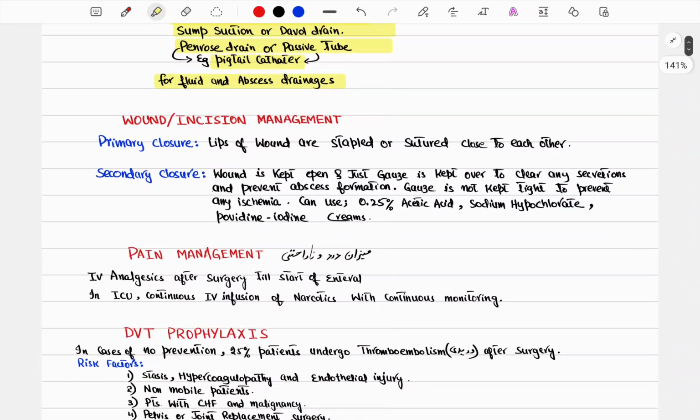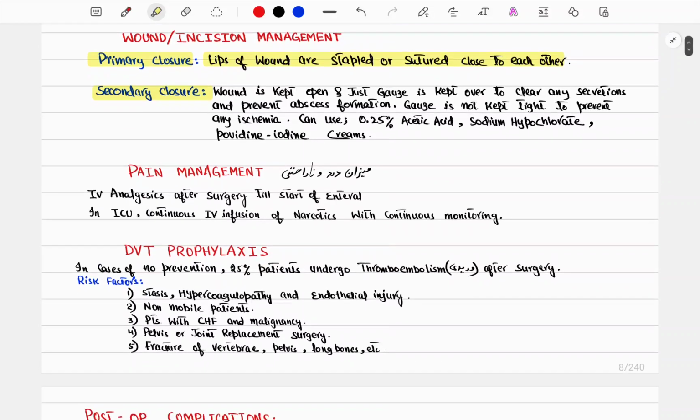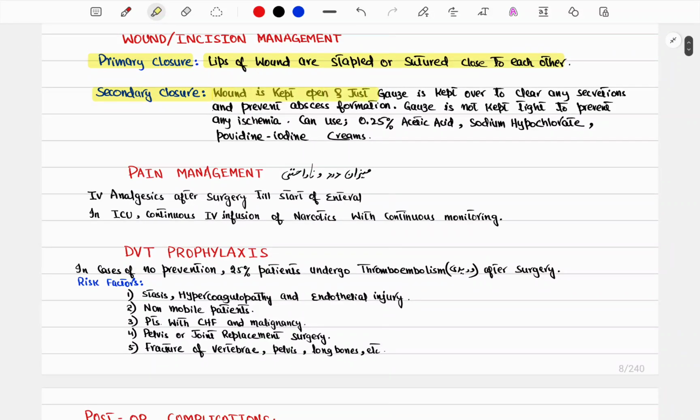Then wound or incision management. How do we manage this? We know that wound healing occurs in different ways, like primary closure or secondary closure. An incision can heal these ways. In primary closure, the lips of the two sides of the wound are stapled or sutured close in close proximity to each other. In secondary closure, the wound is kept open and just gauze is kept over the wound, over the incision, just to clear any excretions and prevent abscess formation.